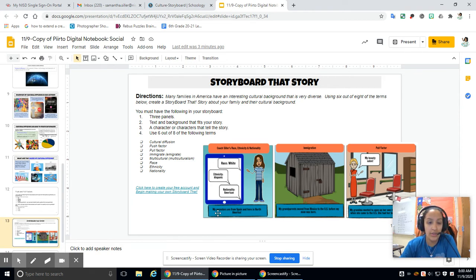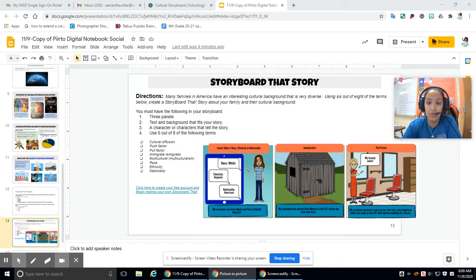And then I wrote a little thing that my ancestors are from Spain and here in North America. Immigration. My grandparents moved from Mexico to the U.S. before my mom was born. And then what was a pull factor was that my grandma wanted to open her own business, which is a hair salon, and she came to work here for more than 30 years. So I used race, ethnicity, nationality, immigration, and then pull factor. And actually that's just going to be 5. We're going to do 5.